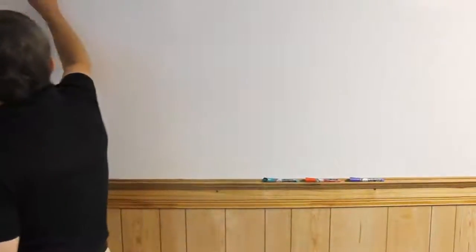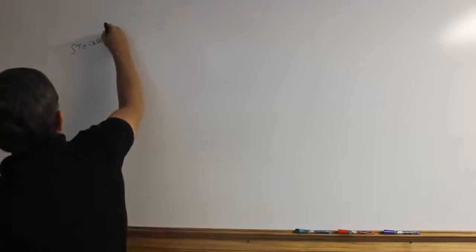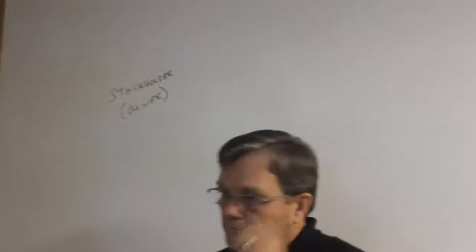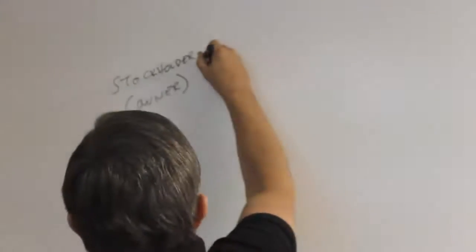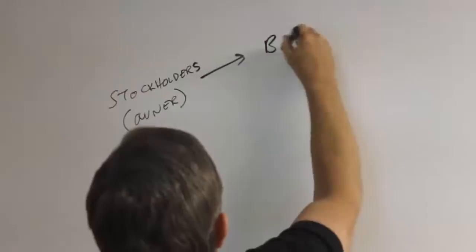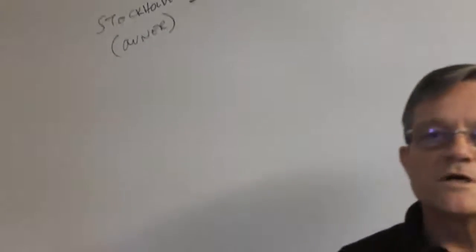All right. So we start with the stockholder, who again we refer to as the owner. These are the owners of the company. And the stockholders elect a board of directors. And what's the job of the board of directors? The job of the board of directors is to make sure that the stockholders' investment is a good one. In other words, the board of directors' job is to make sure that the value of the company increases over time. An increase in stockholder equity, if you will.